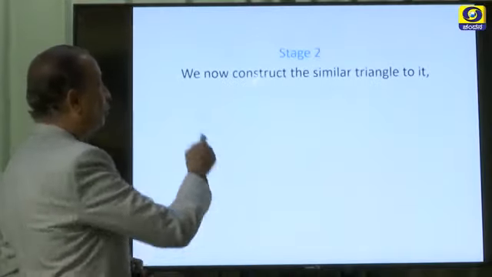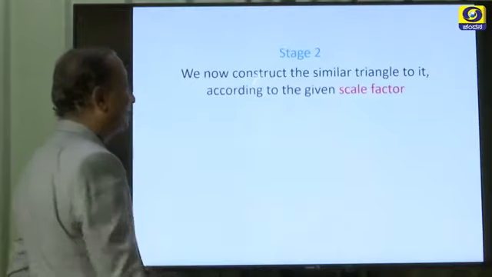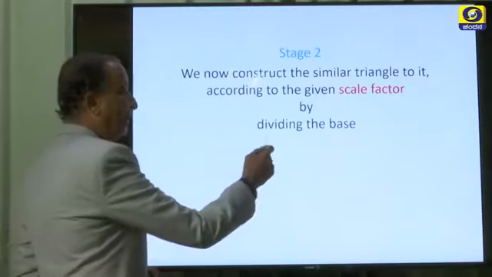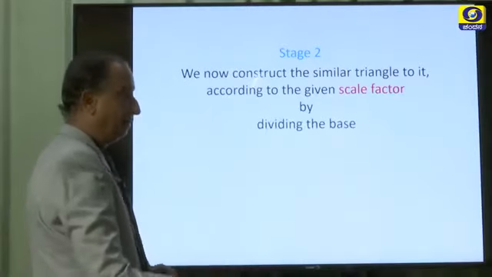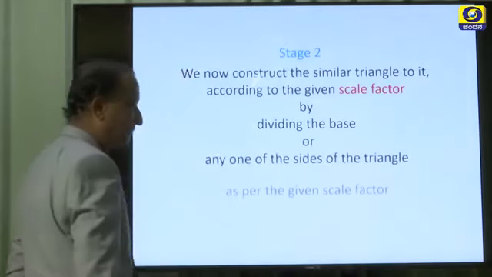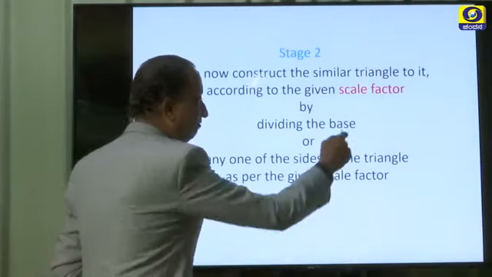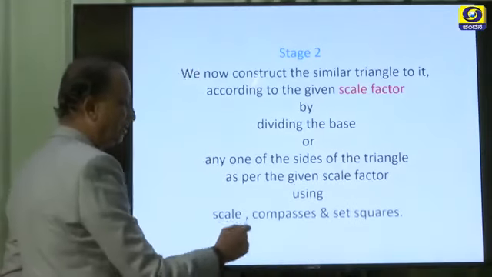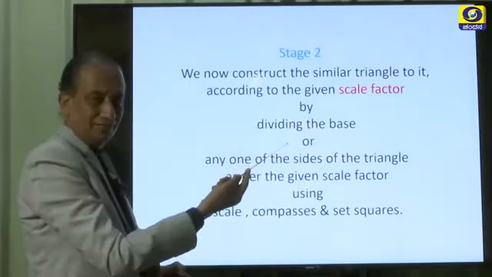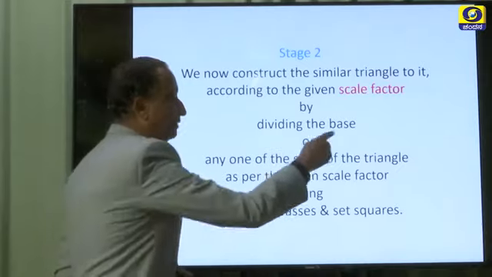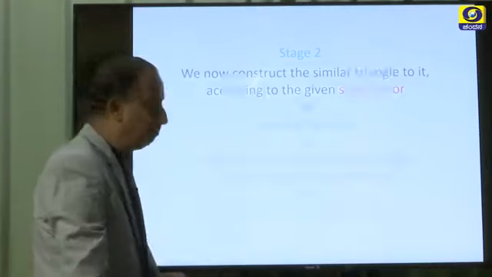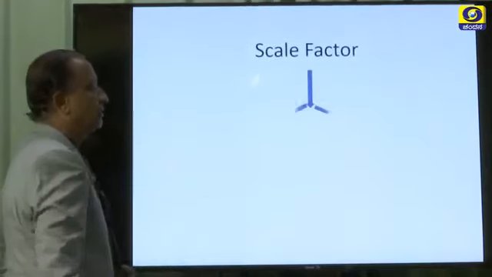In stage 2, we now construct the similar triangle to it according to the given scale factor by dividing. This can be done in 3 ways. We can divide the base or any one of the sides of the triangle as per the scale factor using scale, compass, set squares. Okay. Using these things, you can divide any one of the sides, but today let us try to divide the base only according to the scale factor and complete this construction. So, scale factor.